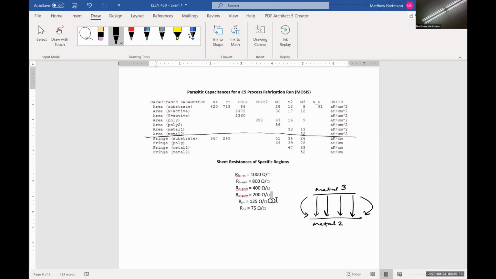So we are going to have to pay attention to parasitic capacitances formed by the different metal layers an awful lot.